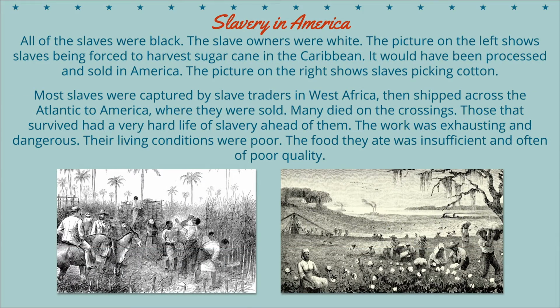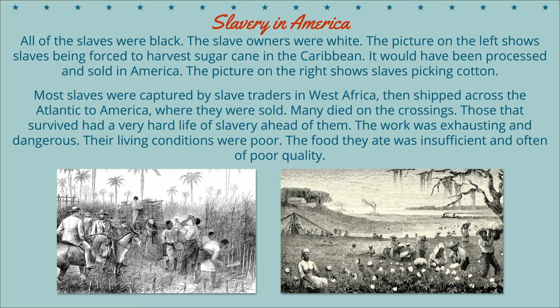All of the slaves were black. The slave owners were white. The picture on the left shows slaves being forced to harvest sugarcane in the Caribbean. It would have been processed and then sold in America. The picture on the right shows slaves picking cotton.